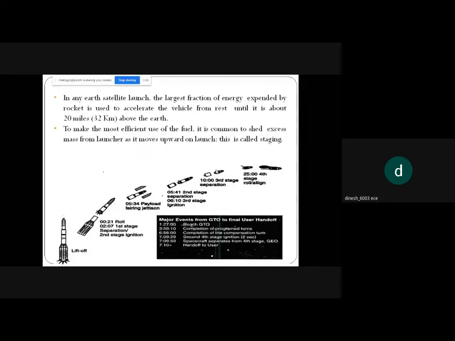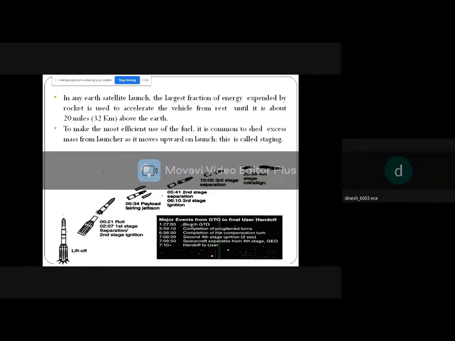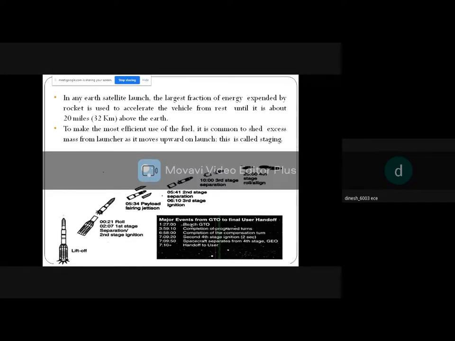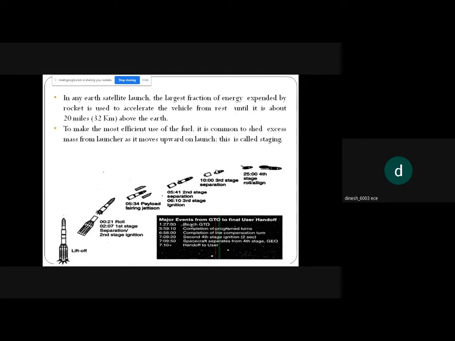In any artificial satellite launch, the largest fraction of energy expended by the rocket is used to accelerate the vehicle from rest. Vehicle, in the sense, the launch vehicle, from rest until it is about 32 kilometers from the earth surface. From the earth surface to 32 kilometers above towards space, there should be much acceleration to the launch vehicle. So in order to provide that, mostly we use efficient fuels.